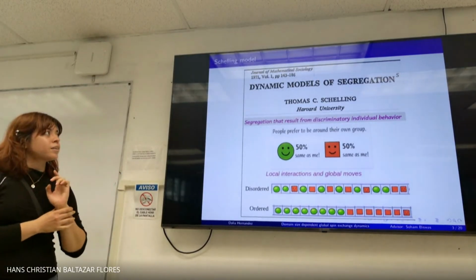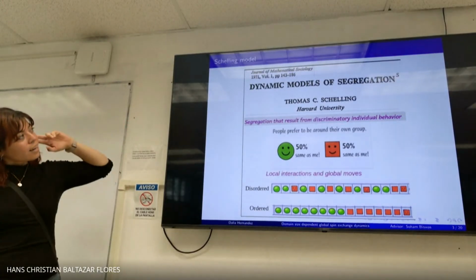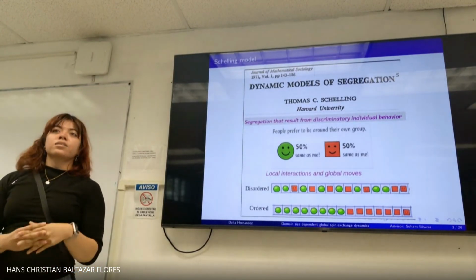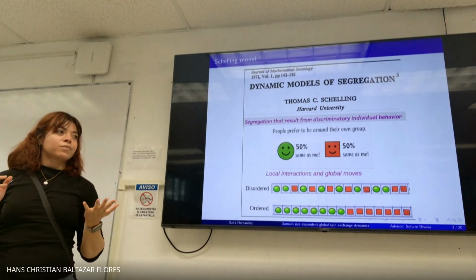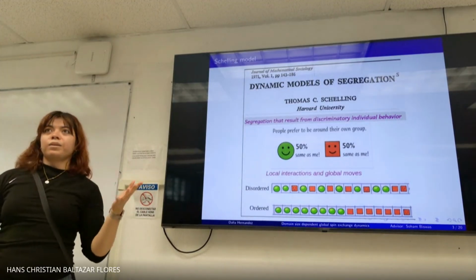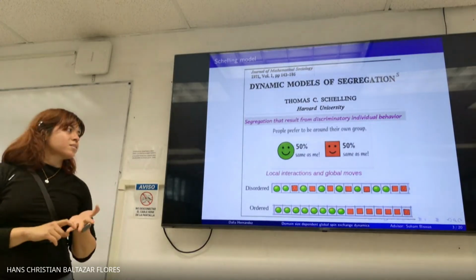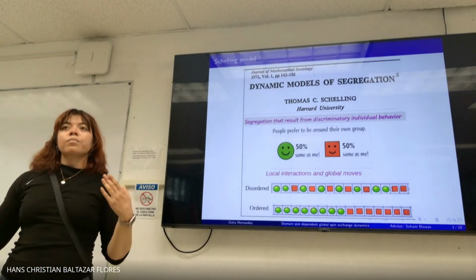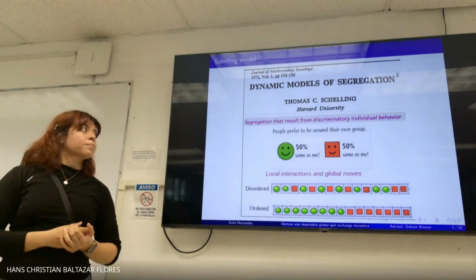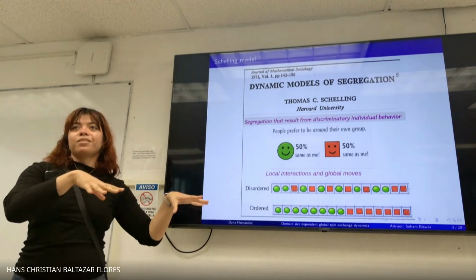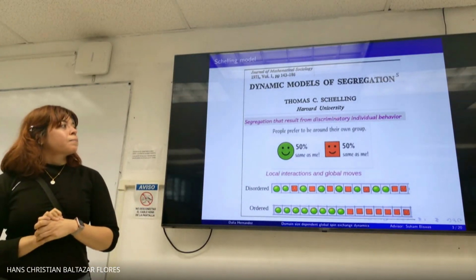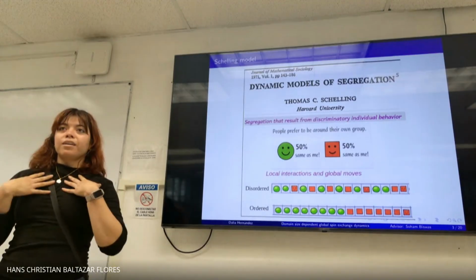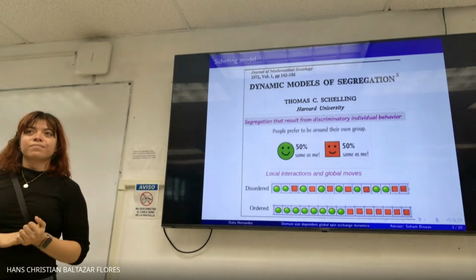This is a model made in 1971. And what Schelling was trying to do was to study the social segregation that can occur when you have sets of people, differentiated by race, language, ideologies, and they feel more comfortable surrounded by people that are like them. And they discriminate against the other type of people.